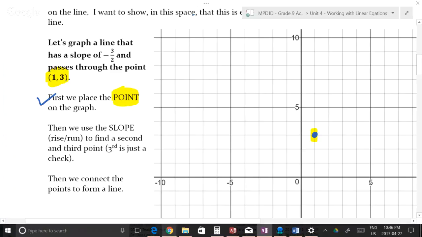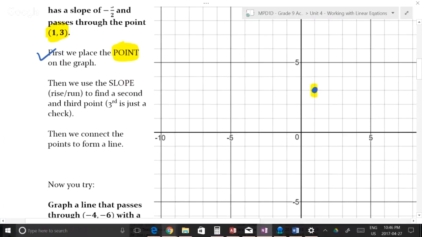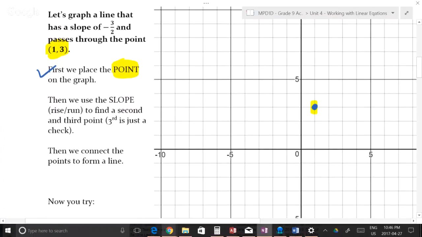So that's our first step. We put the point on the graph. Then we're going to use the slope, which we, of course, remember is rise over run, and we know what a negative slope means, and we know what a positive slope means. We're going to use the slope to give ourselves a second point, and maybe even a third point, just to check our work. And then we're going to connect those points to form a line.